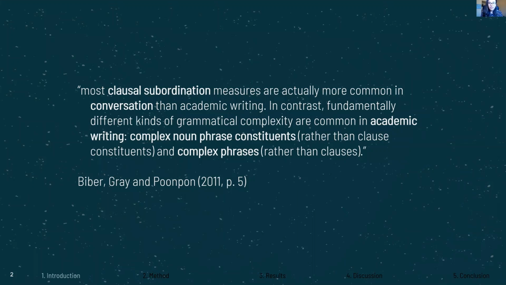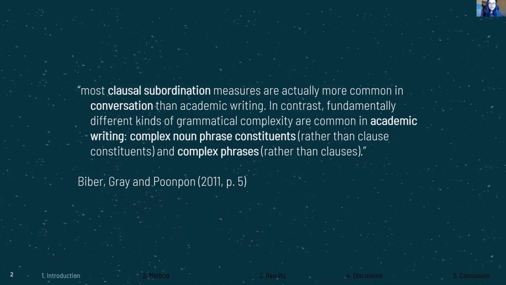So in 2011, Biber, Gray, and Poonpon published this paper in which they challenged the notion that complexity should be measured by the use of clausal subordination, because in their research, they found that clausal subordination, so verb complement clauses and adverbial clauses, are more frequent in conversation than in academic writing.